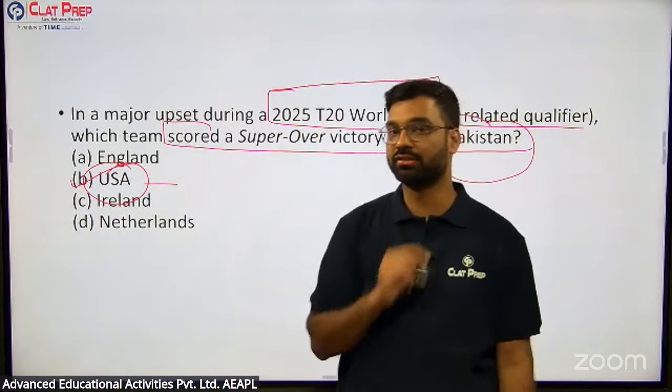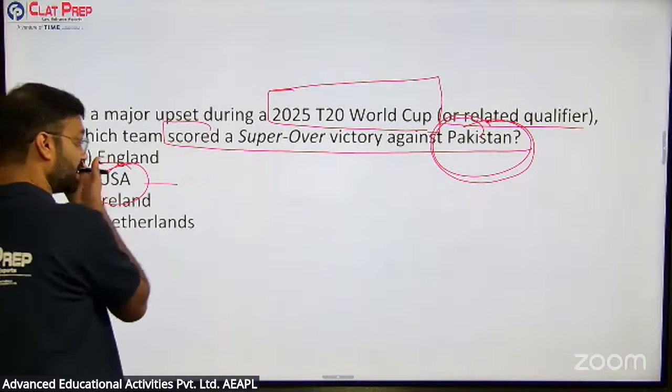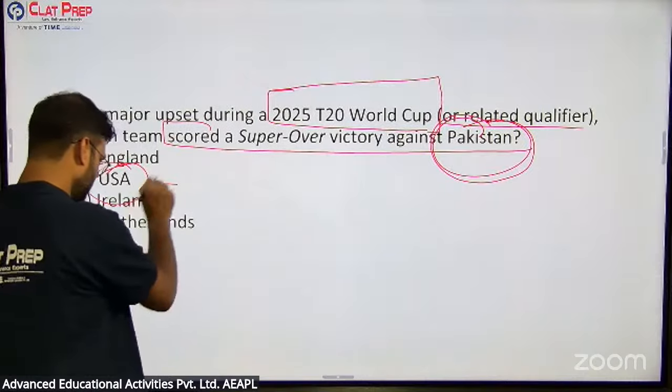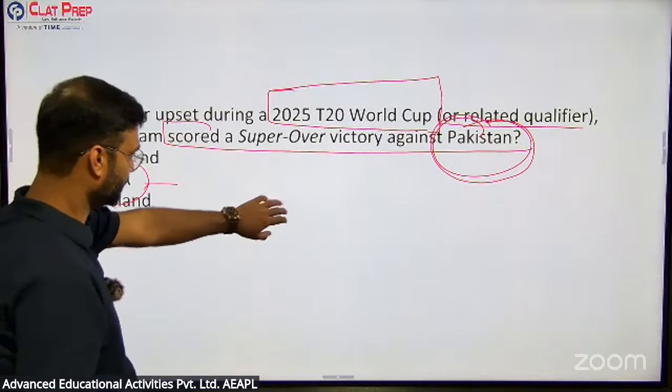So they made a team out of players from India, Pakistan, and around the world, and they have created their own team, and they were able to manage. They were able to defeat Pakistan, which has already won the T20 World Cup as well. So this was a major upset in a super over. In a match which went till the super over, Pakistan was defeated by USA. So this question was from that event.